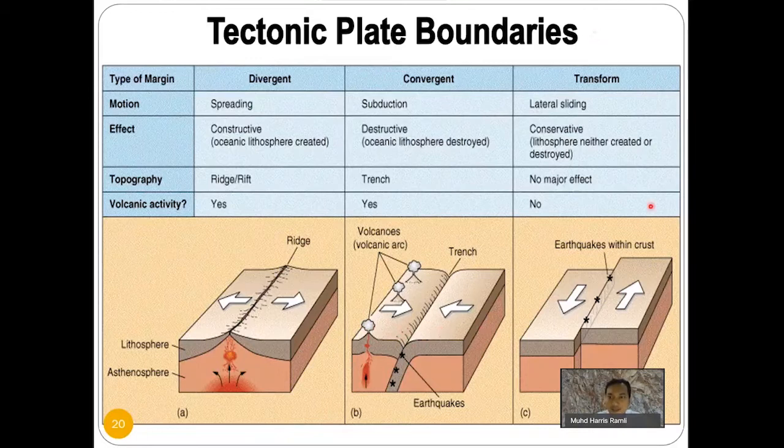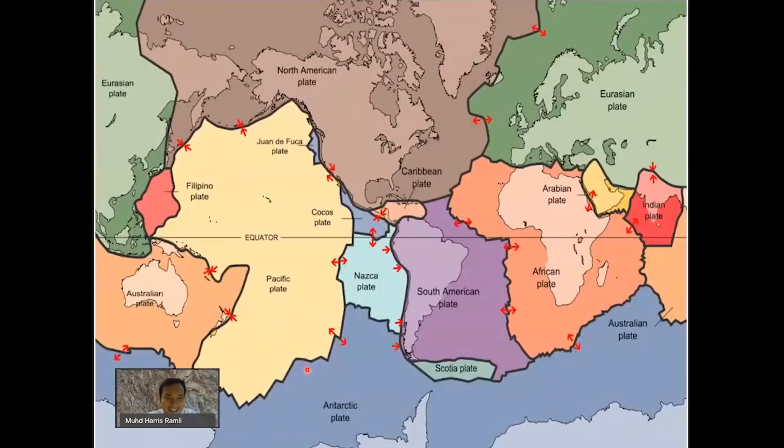Okay, so the third one is transform. Transform is basically lateral sliding. Okay, this is conservative. There's no major effect in the topography. Basically, it won't create any geological features like converge, where you're going to create a trench, okay, and there is no volcanic activity, but you have the earthquake because when it moves, you have that vibrations, you have that friction, and that friction is going to transmit loads. Okay, so that load is going to create earthquakes.